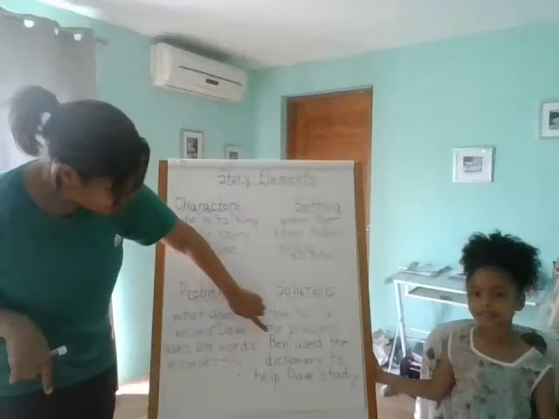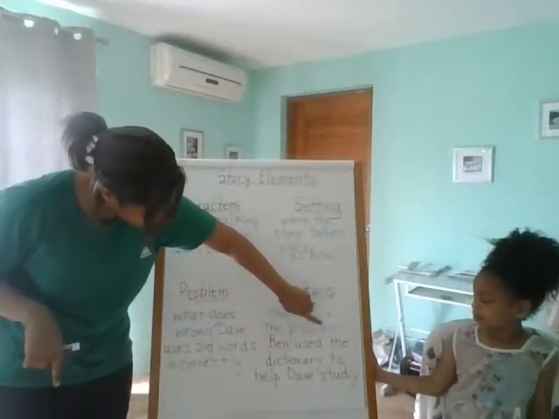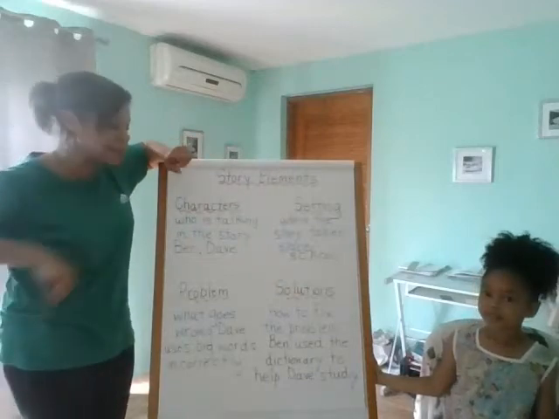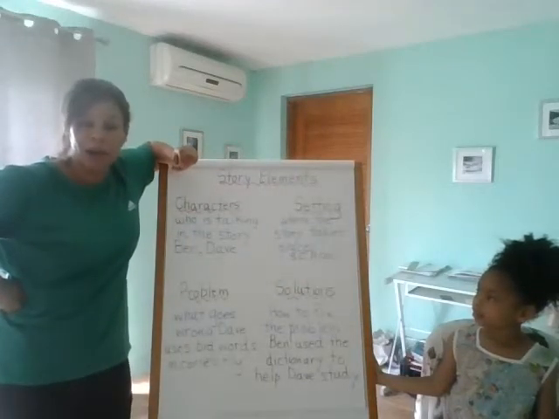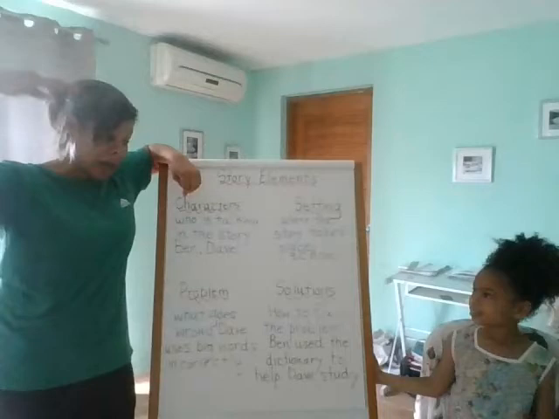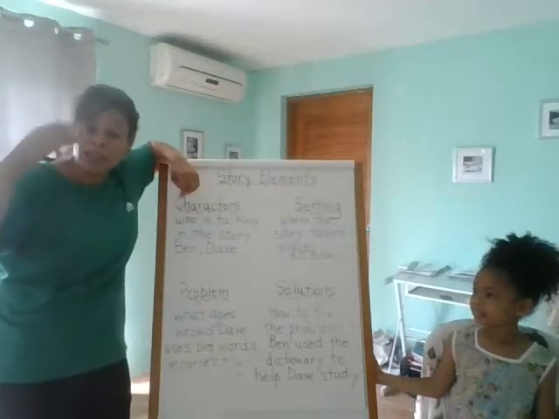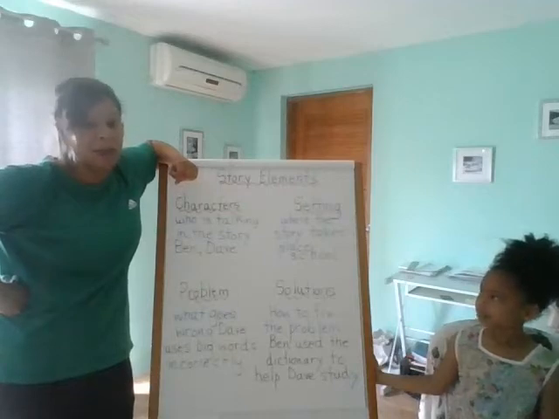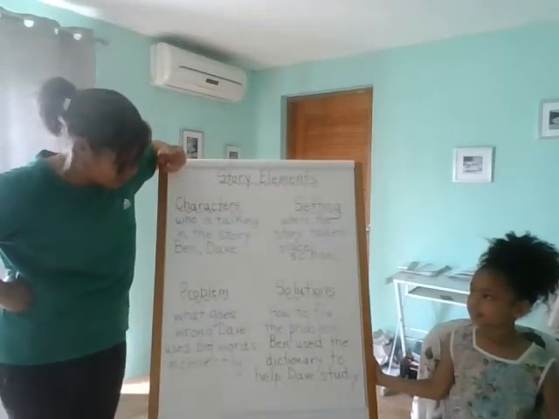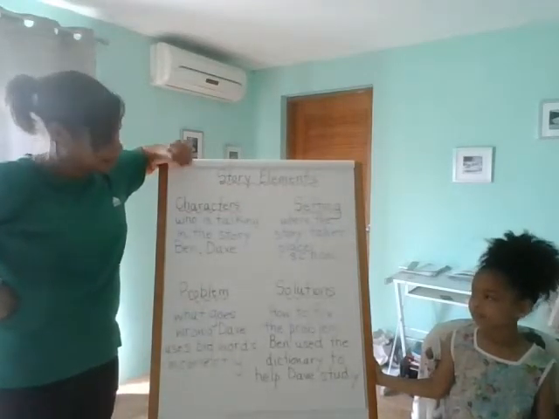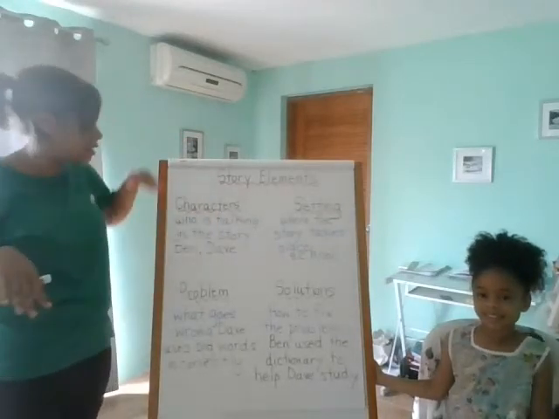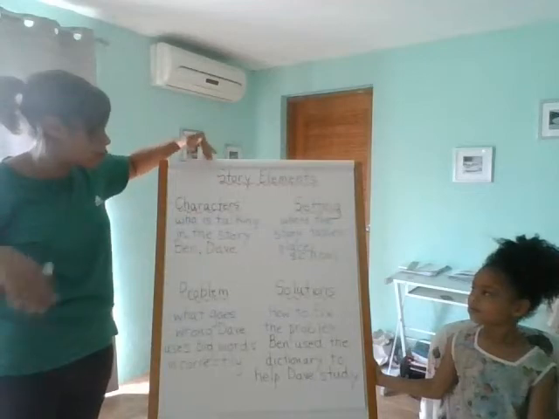Okay, so for the solution, I put Ben used the dictionary to help Dave study. And why I had you all on pause, Olivia says, maybe you should do a lesson on major and minor characters. So that is a little bit higher level. But students, just get your parents to send me an email if you want me to do a lesson on major and minor characters. I don't mind giving you a challenge if you need it. But Olivia, I can definitely do that for you. Okay, so hopefully there is no confusion. Hopefully it's very straightforward, the story elements.